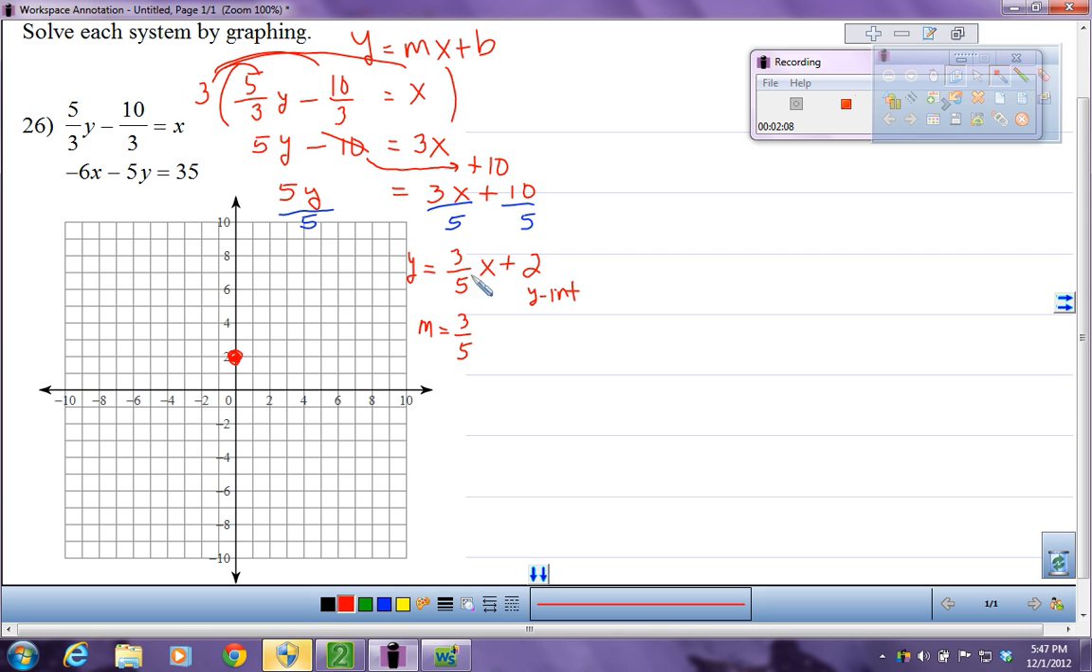A number right next to the x. Change of y over change of x. So change of y is positive 3. So my positive numbers on the y-axis are going up. And then change of x, positive 5. I see my positive numbers over here on the right side. So I'm going to go to the right. I'm going to go 3 up and 5 to the right.